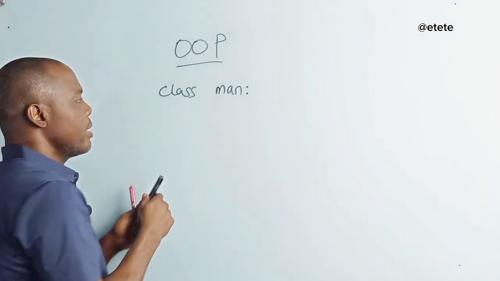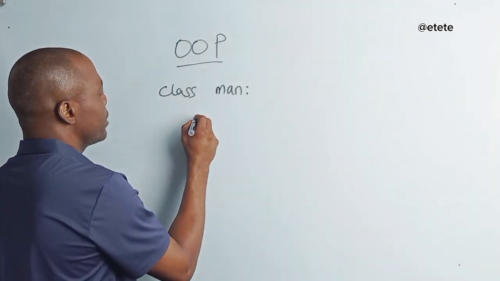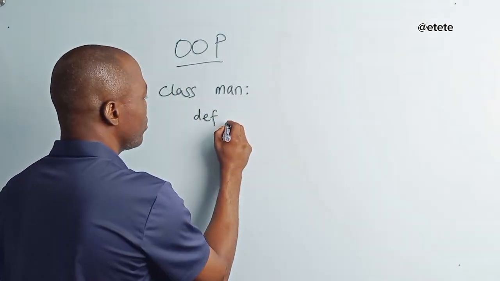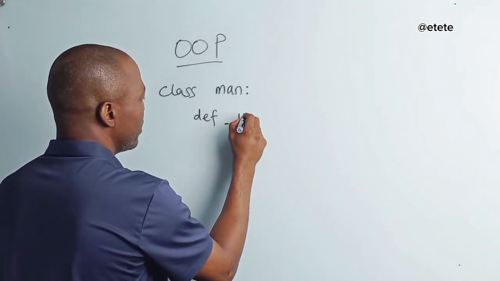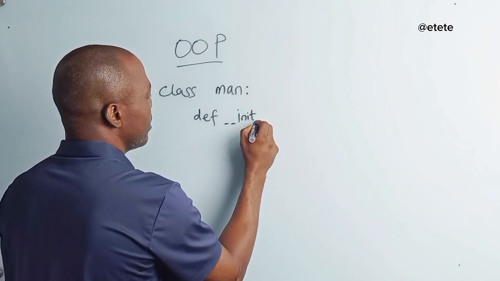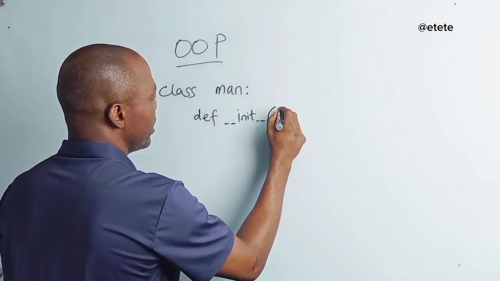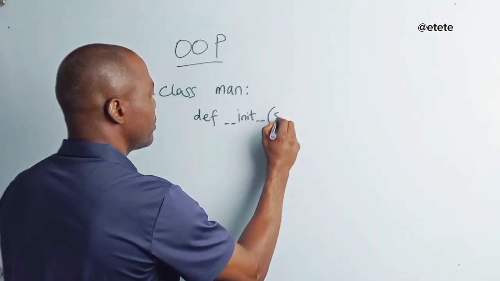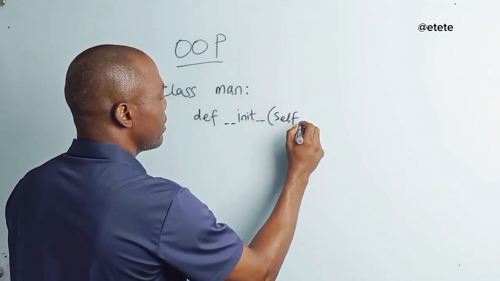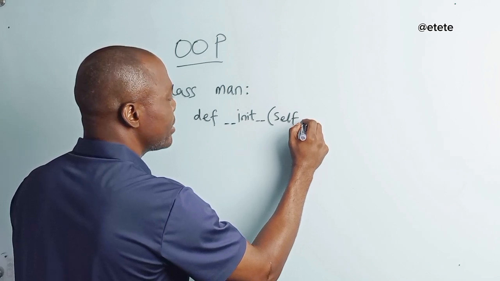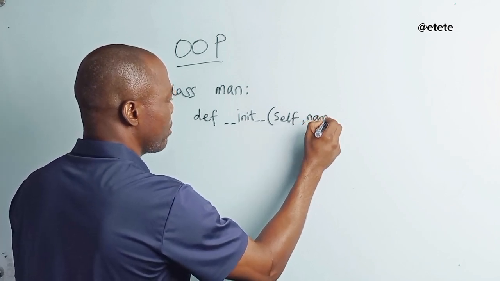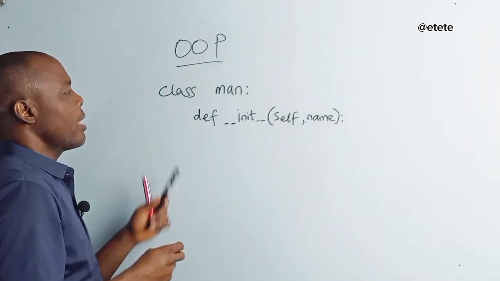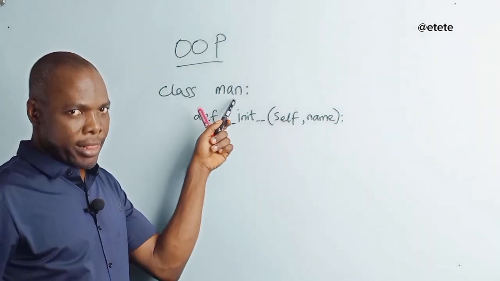Class man. Then we'll come in here and we'll say define. We want to define a function. I will explain to you. Double underscore init, double underscore. Then we'll put this here. I'll put self, right? Let me add name to it because I'm going to supply a name to the first object that I will create. Then you close it.